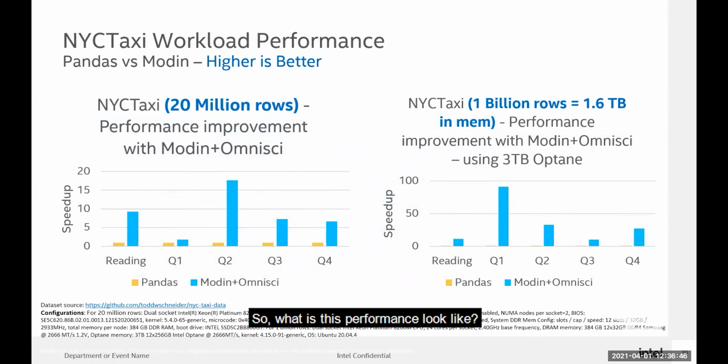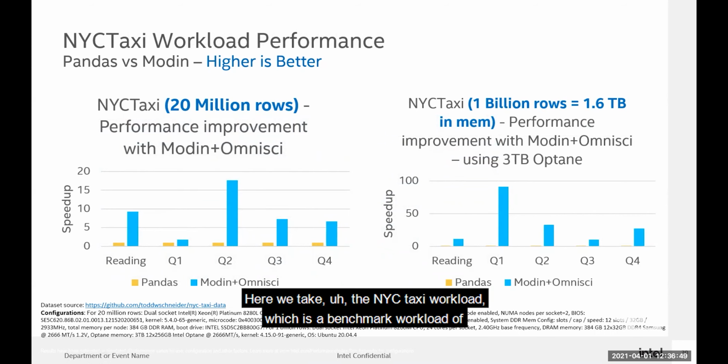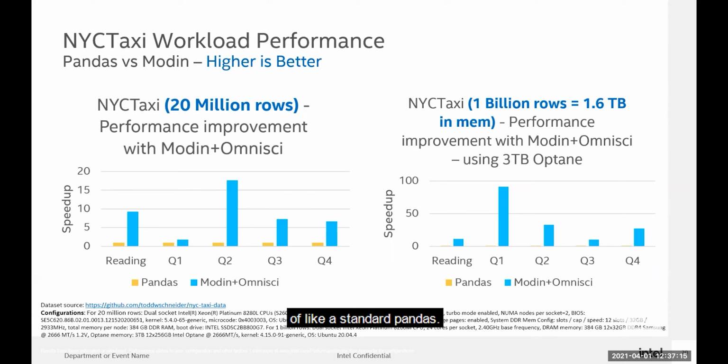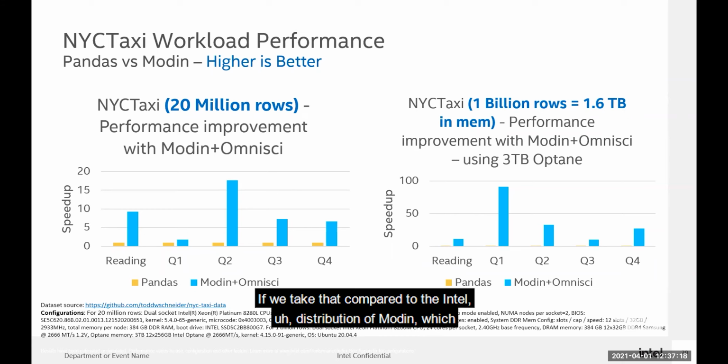So what does this performance look like? Here we take the NYC taxi workload, which is a benchmark workload of essentially a bunch of taxi trips between, I believe, 2009 and 2015, in terms of location, all this information about different taxi trips that happened in New York City. So if we look at 20 million rows, and we compare stock, or I use stock a lot if you've noticed. I consider stock as non-optimized standard Pandas. If we take that compared to the Intel distribution of Modin, which includes Modin and OmniSci, you could see a huge speed up on reading 20 million rows of this NYC taxi data set.